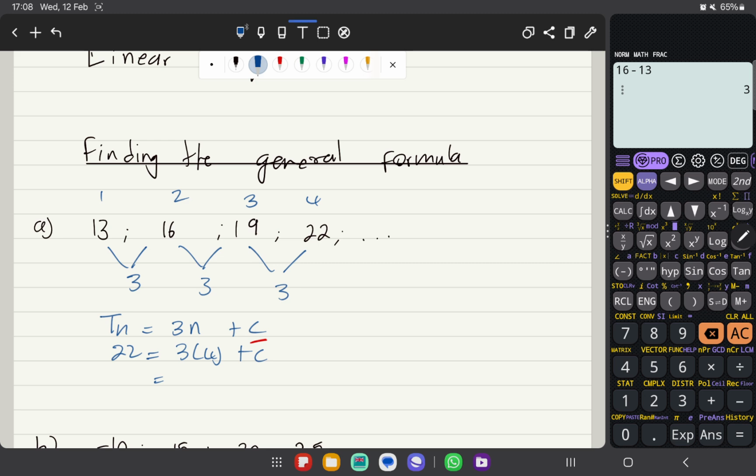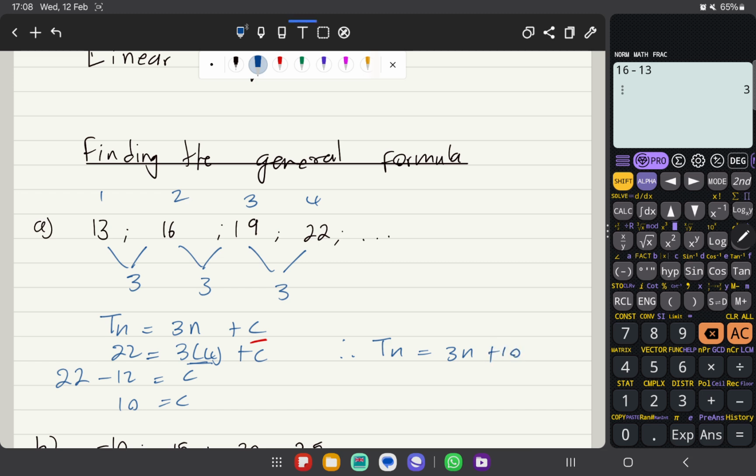Now I'm just doing my math. It's going to be 22, and of course this is 12, so 22 minus 12 is equal to c, and that c is going to be 10. Therefore your general formula is Tn equals 3n plus 10.